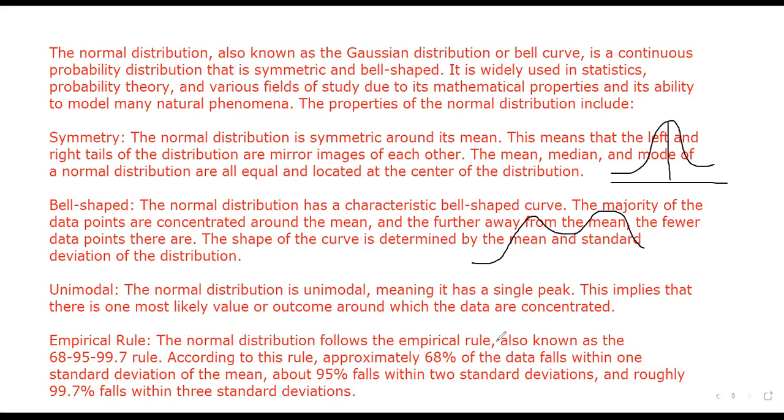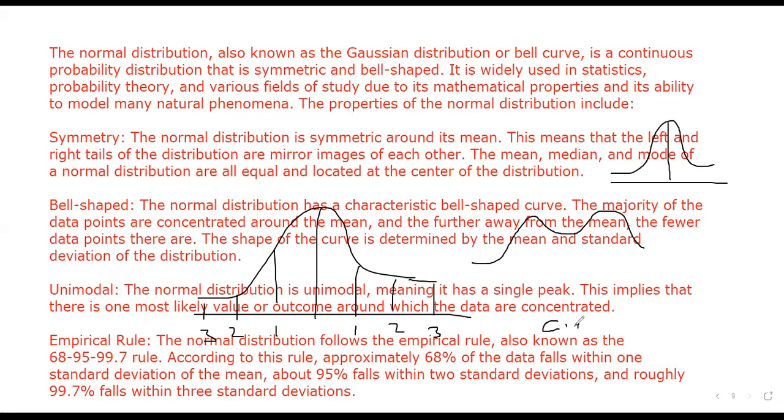The normal distribution follows the empirical rule, which is known as the 68, 95, and 99.5. According to this rule, one standard deviation is equivalent to 68%. Two standard deviations are equal to what? 95%, and three standard deviations are equal to 99.5%. So it follows the empirical rule. Now, under the empirical rule, the confidence interval is given by mu plus or minus Z.